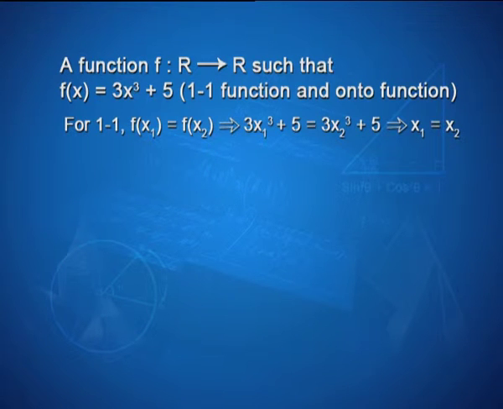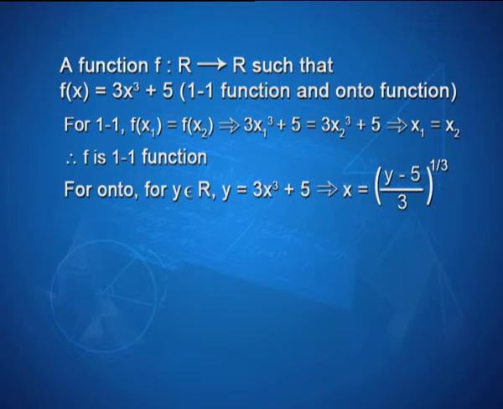For 1-1 function, let f of x1 equal to f of x2. This implies 3x1 cube plus 5 equal to 3x2 cube plus 5. On simplification, x1 is coming equal to x2. Therefore, f is 1-1.